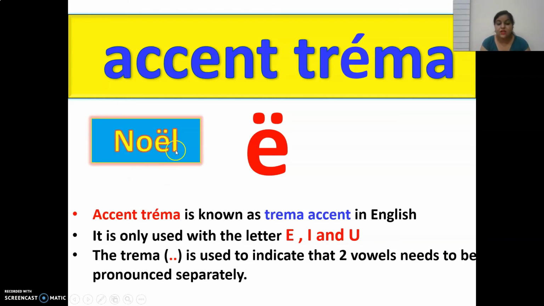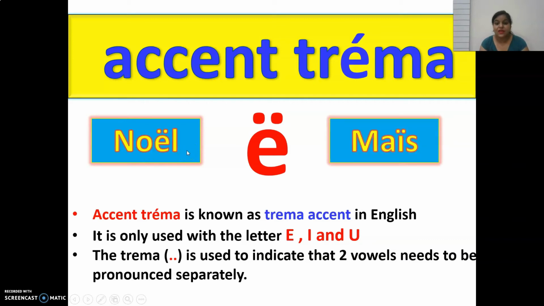For example, Noël. Noël means Christmas. Maïs. Maïs means sweet corn. So you can see here two vowels are coming together and I'm pronouncing the sound of both the vowels differently. That's why I have put trema over E, and in the same case I have put trema over the I alphabet. So what we have learnt about trema is that it is known as trema accent and it is used over the alphabets E, I and U. And why is it used? So that I can pronounce the sound of both the vowels differently.